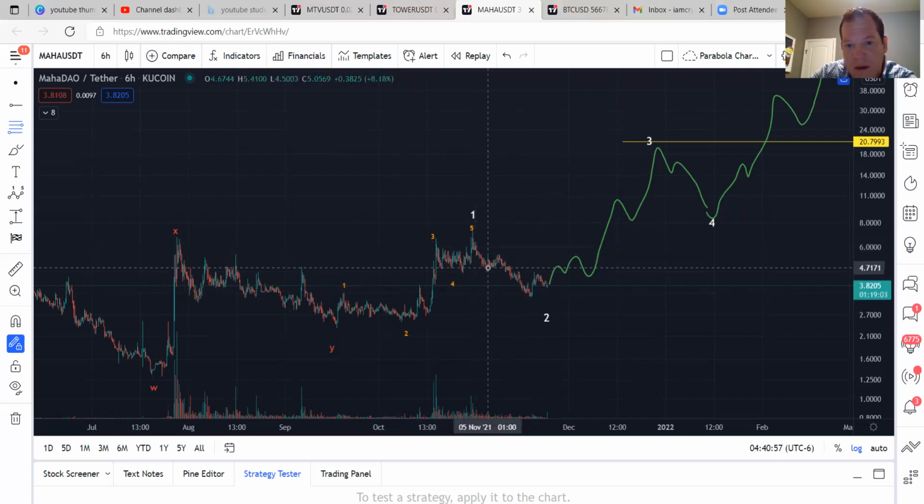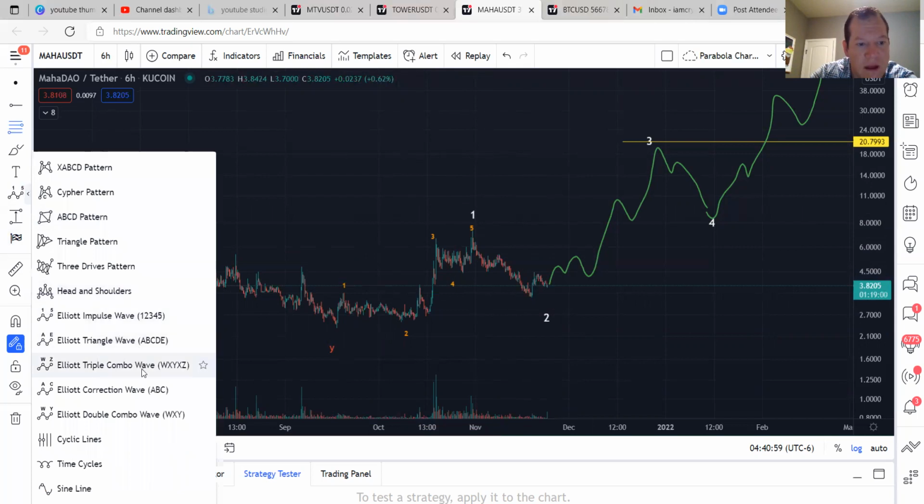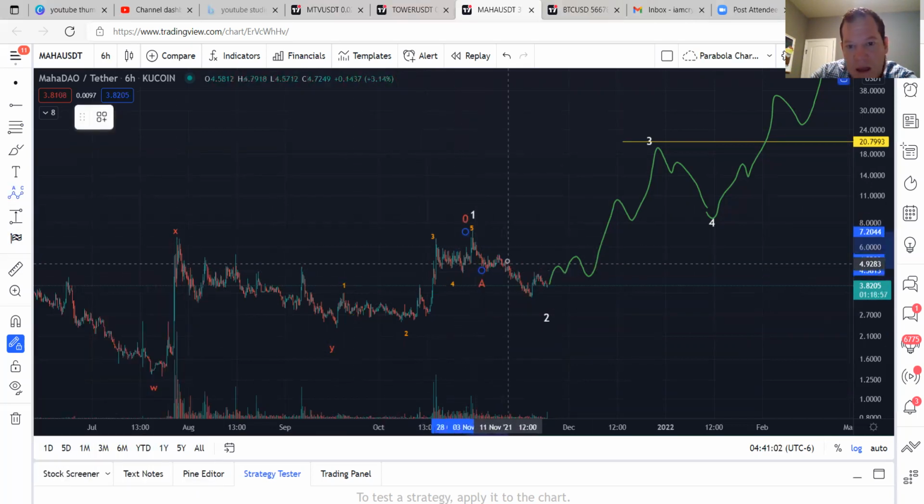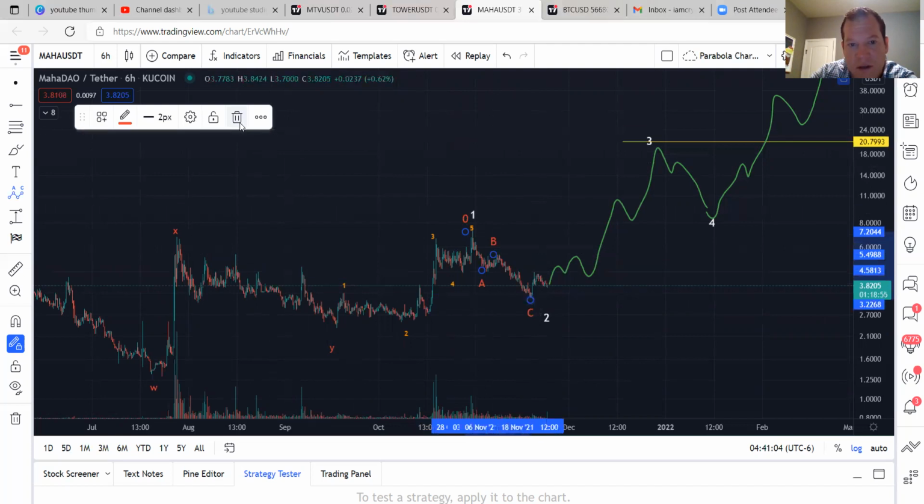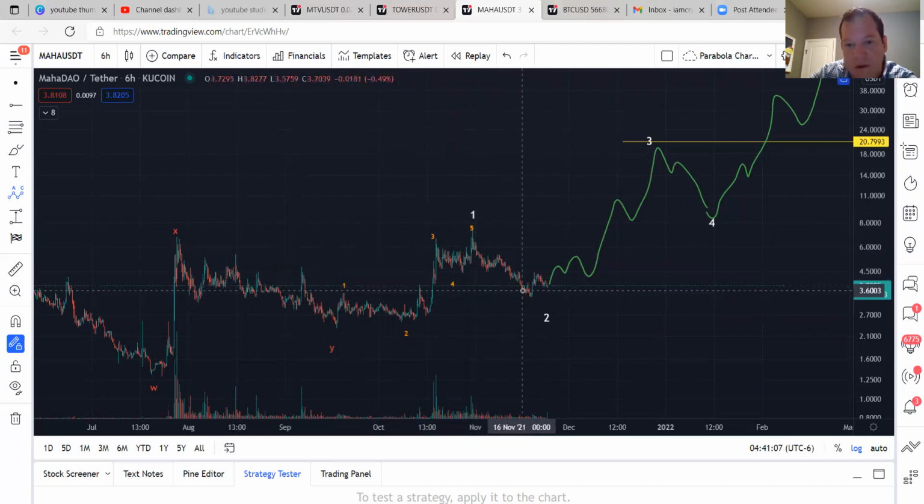So that looks like a good correction to me. Now this could be a couple different things. This could be an A, B, C here, end of correction, or this could be some sort of a complex correction that's going to maybe continue to accumulate and consolidate down here for a little bit. But either way, I feel like this corrective wave from a price action standpoint shouldn't go too much lower than 3.34, 3.35-ish, something like that. So I feel like this is at least close to the bottom.